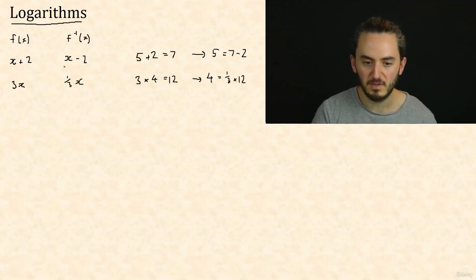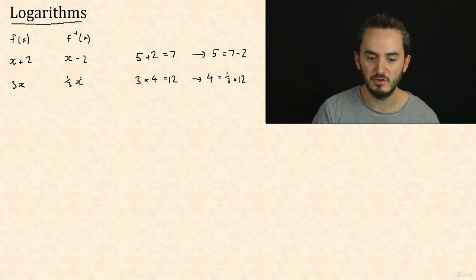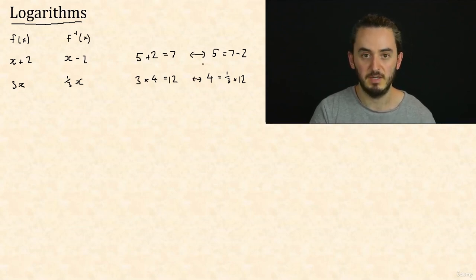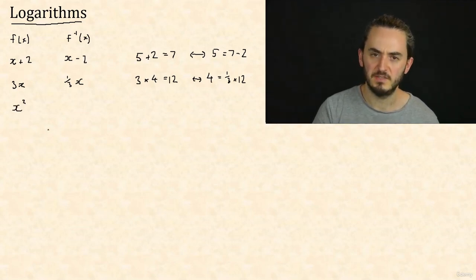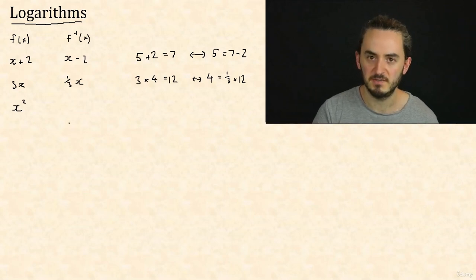So notice that whenever you have a function that's inverse, it allows you to sort of skip between two statements, right? In fact, we should have the arrow going both ways. This really means the same thing as that, just rearranged. Okay, let's look at powers. So what about x squared? Well, what's the opposite of squaring? Well, it's square rooting.